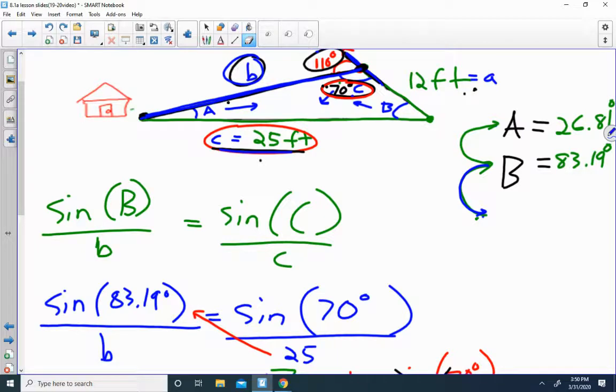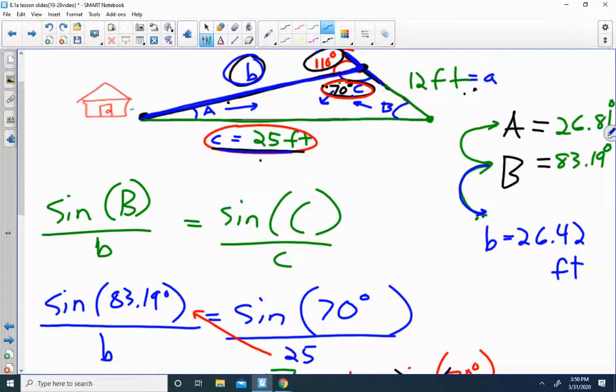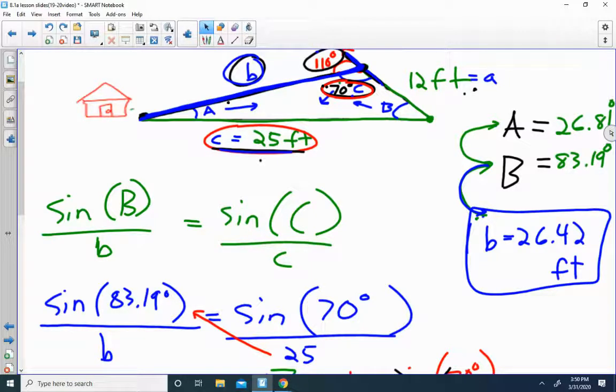Basically saying the distance from the cat to the house is 26.42 feet. And there you go. So now, go ahead, we'll try one more, just like this.